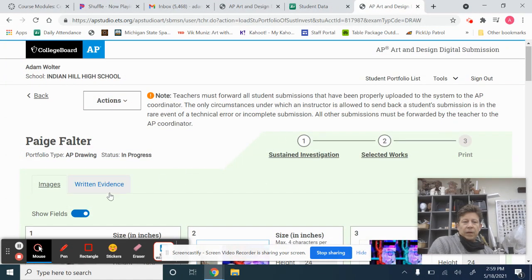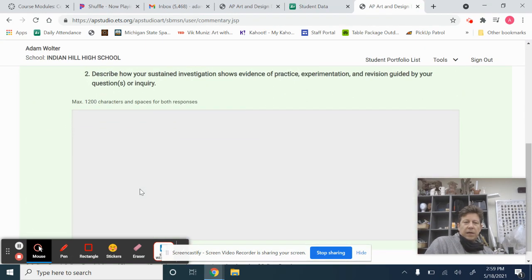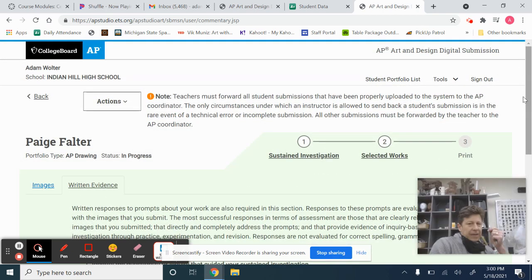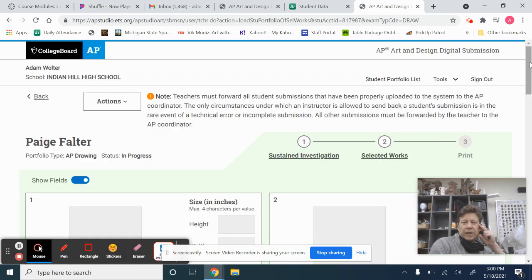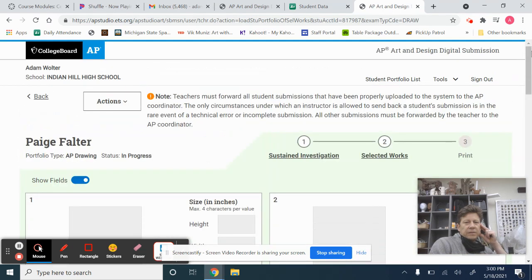So, in her written evidence, Paige has a chance to use 1,200 characters to answer these 2 questions. Identify the questions or inquiry that guided your sustained investigation, and describe how your sustained investigation shows evidence of practice, experimentation, and revision guided by your questions or inquiry. She's going to explain that. She hasn't done that yet. Then there's a second section of the portfolio that is selected works. She hasn't filled this in yet. We're hoping that she maybe does that tonight.